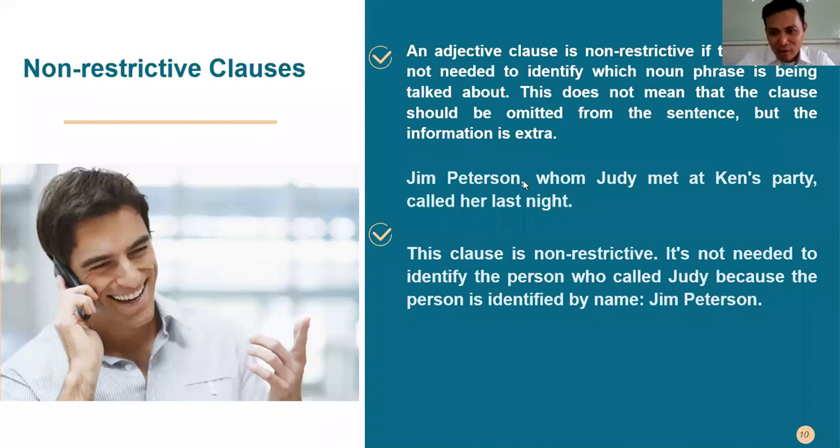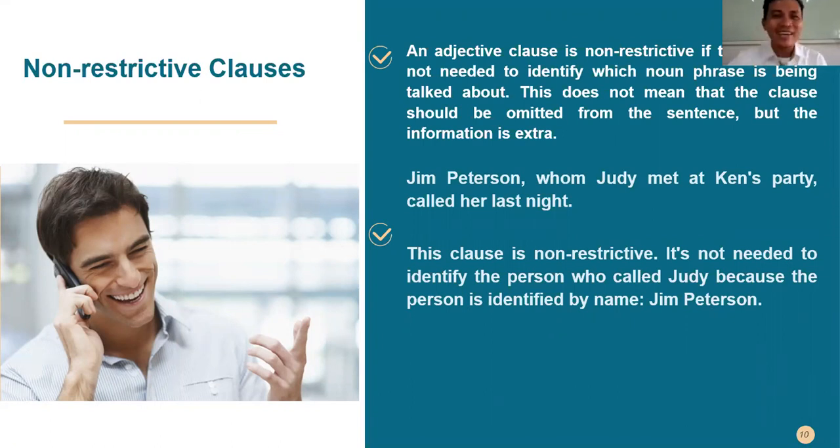Look at this one, the difference. We use a comma here, and a comma here. This clause is non-restrictive. It's not needed to identify the person who called Judy, because the person is identified by the name Jim Peterson. The person has a name already. You don't need to ask, who is Jim Peterson? Okay, find it in Google then.